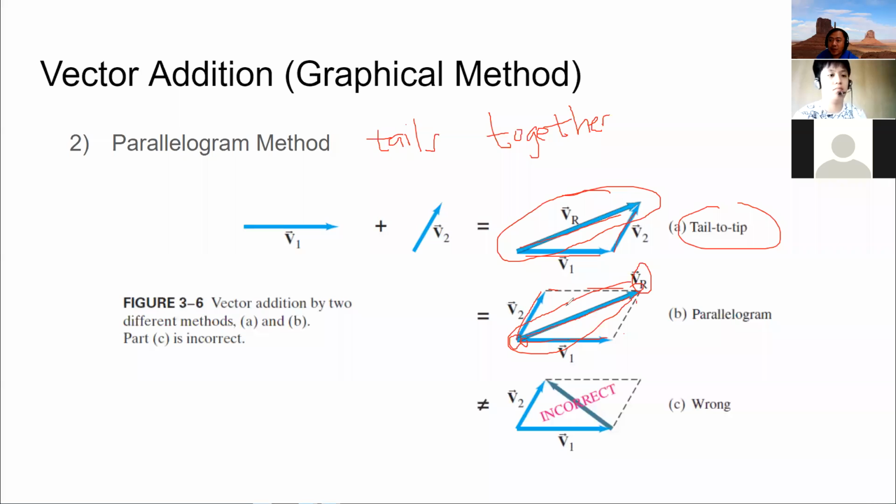Do not mix this up, the two. So that's the common mistake. Okay, parallelograms from the term itself draw parallel lines to the two vectors.